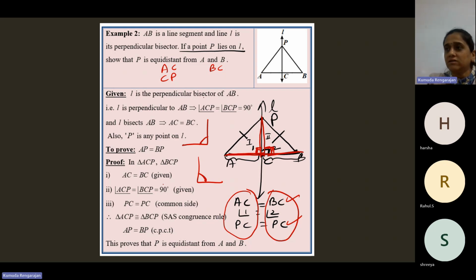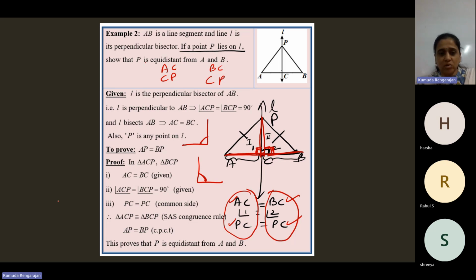Which is a common letter? C. So BC, CP. So BCP. Not sure about that. Very good. Okay. So we're talking about AC and PC.